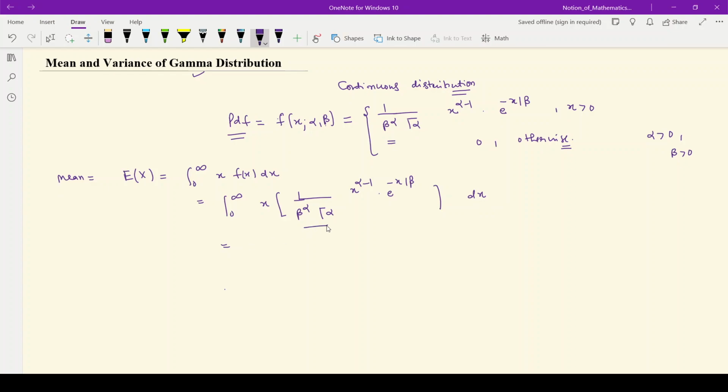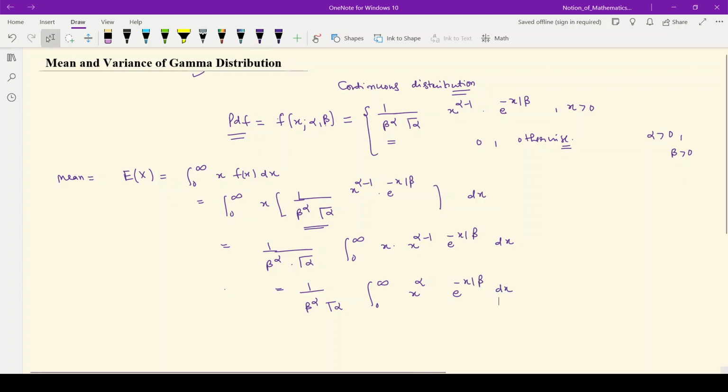So this 1 upon beta to the power alpha into gamma alpha is a constant term, so I can take it before the integration. So it would be 1 upon beta to the power alpha into gamma alpha into the integral from 0 to infinity of x into x to the power alpha minus 1 and e to the power minus x upon beta dx. Ultimately it is 1 upon beta to the power alpha into gamma alpha into the integral from 0 to infinity of x to the power alpha into e to the power minus x upon beta dx.